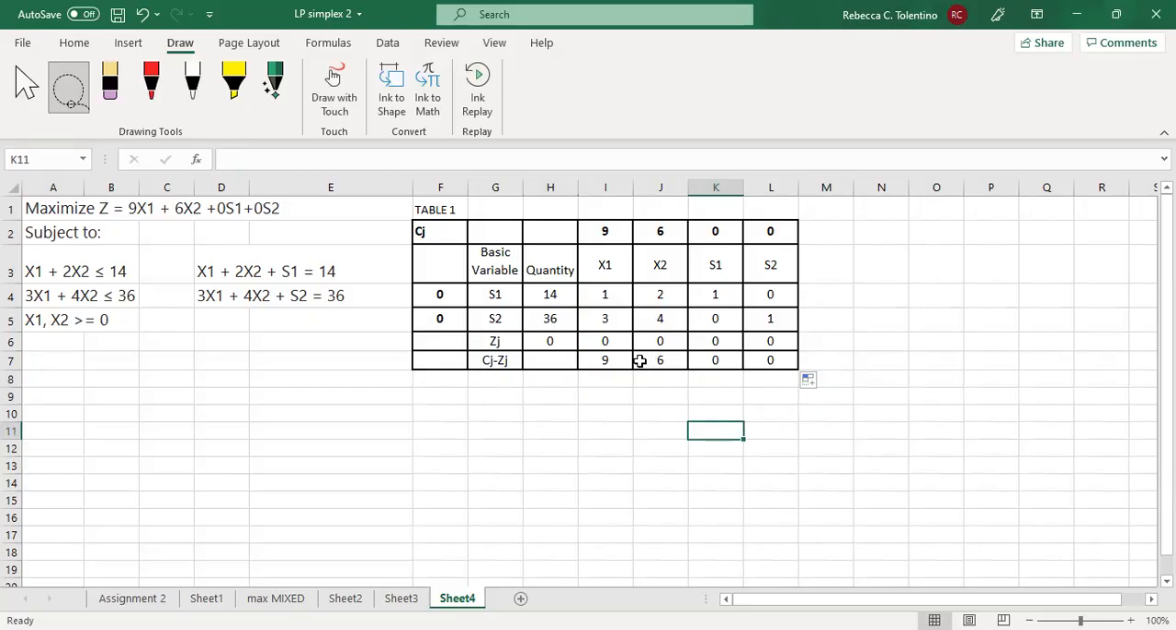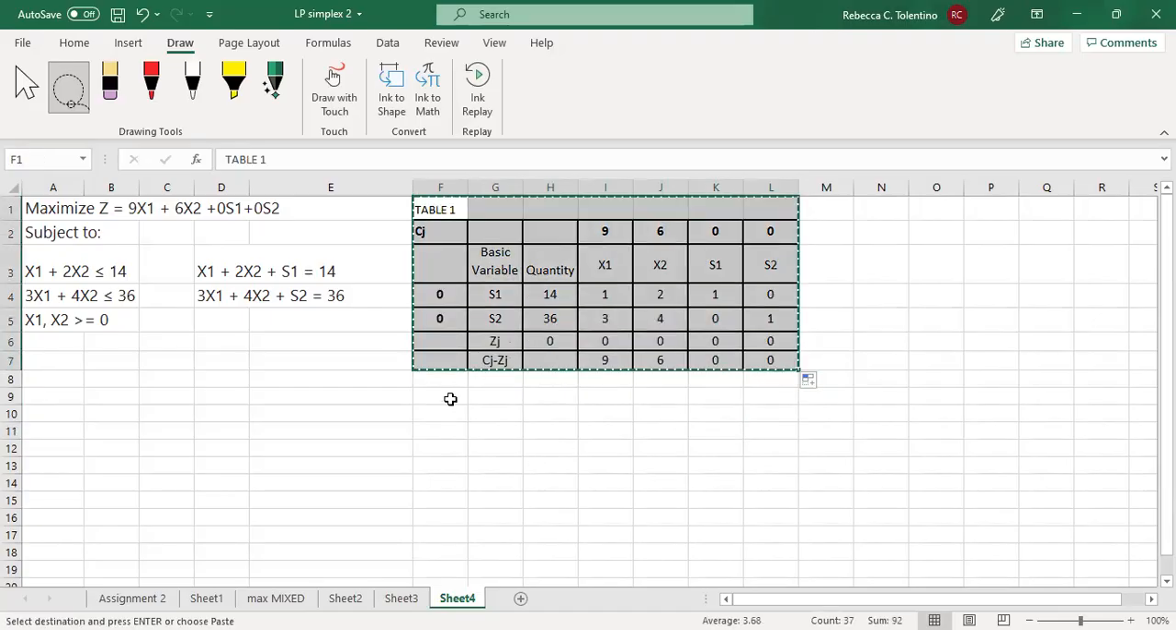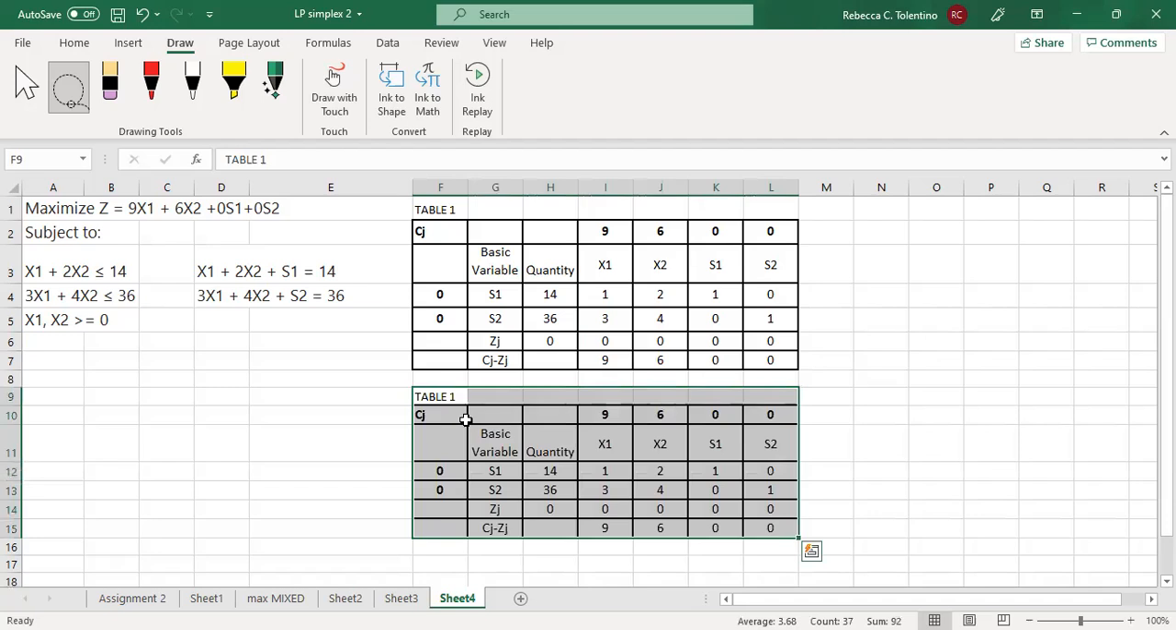Then let's see, is table 1 already optimal? Of course, we expect that this is not yet optimal. When is a maximization table optimal? It is optimal if all the entries in the last row are either zeros or negative. But since we still have 2 positive entries here, that means this table is not yet optimal.